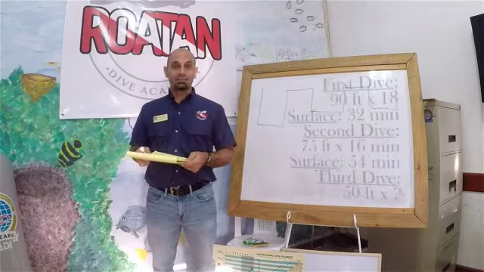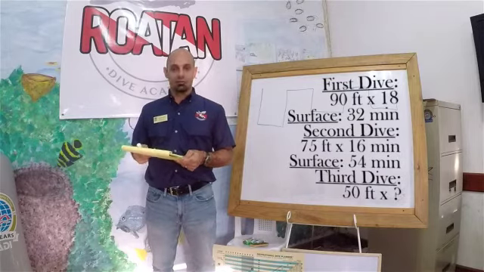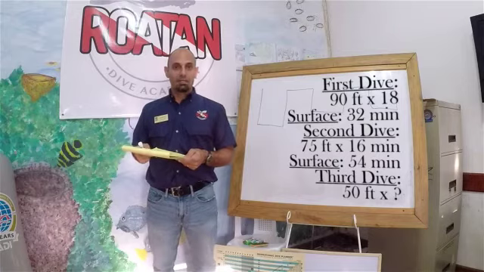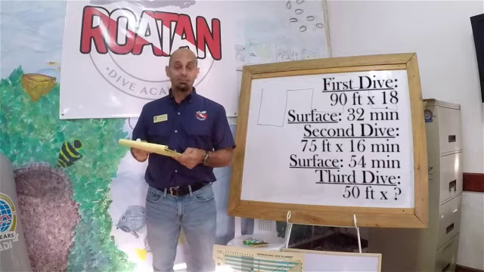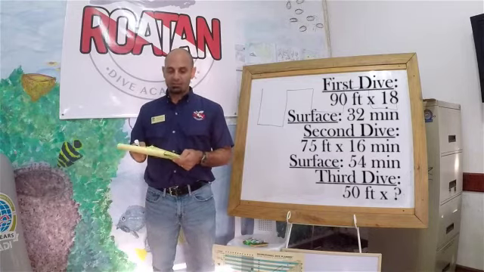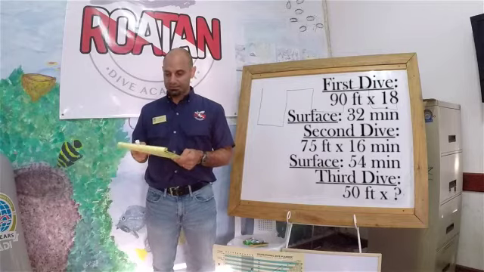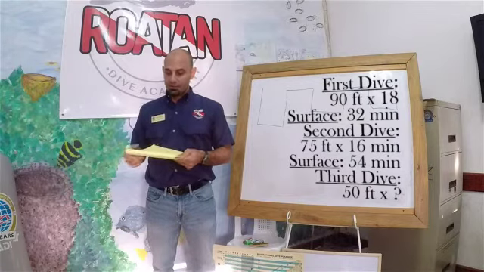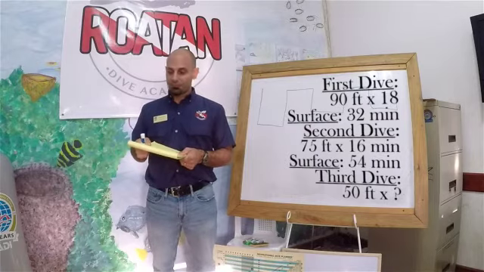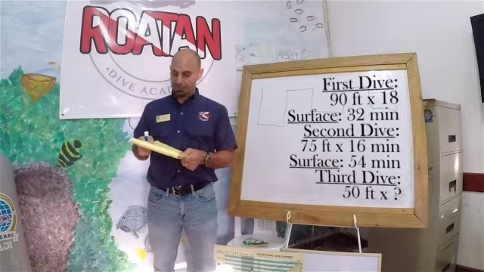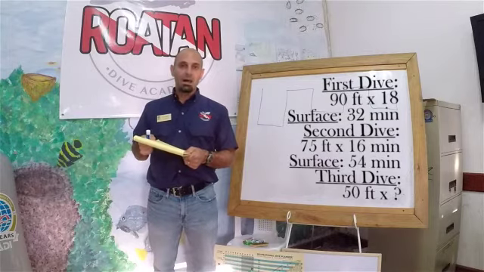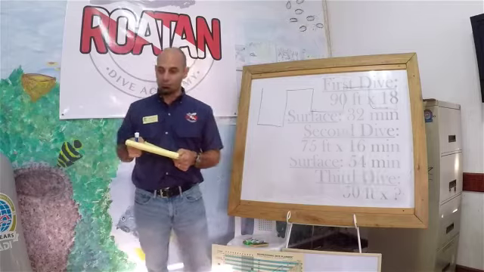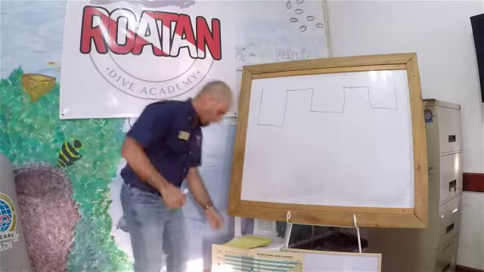A group of advanced divers want to make 3 dives. The first dive will be at 90 feet for 18 minutes. Then they will stay at the surface for 32 minutes. The second dive will be at 75 feet for 16 minutes. Then they will stay at the surface for 54 minutes. If they want to dive the third dive at 50 feet, what would be the maximum time they can stay underwater? So I'm going to put all the information here.